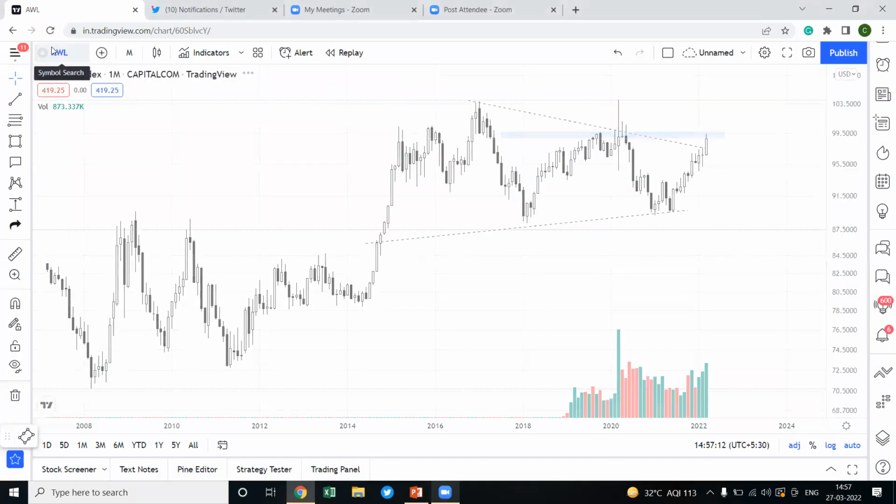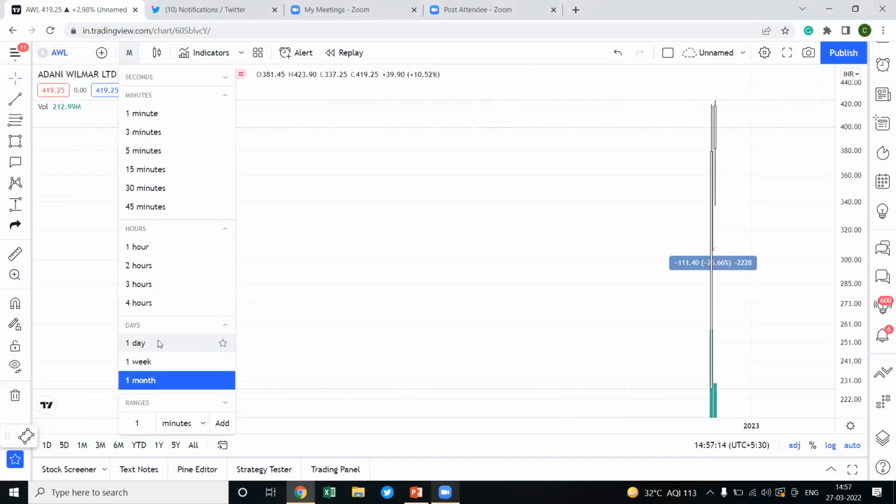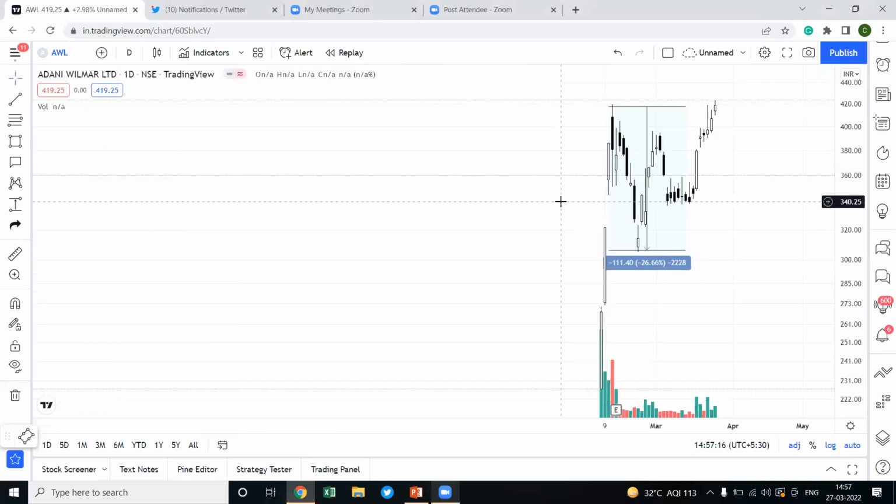AWL is eventually looking good. As you can see, there is no overhead supply, so you can keep a watch on it. You can look at the chart action and try to trade it on your own. But the only advice that I give is to look at stocks which are trending up, which are already moving up, and which are showing high relative strength as well. We would be covering how to identify such stocks. There is a term called stage 2 stocks.